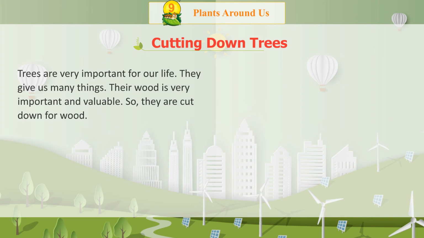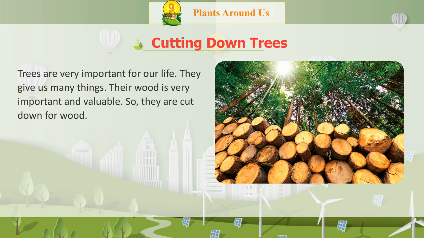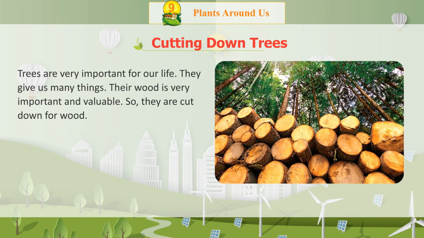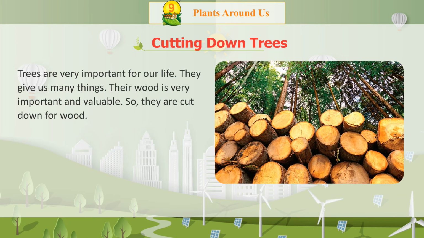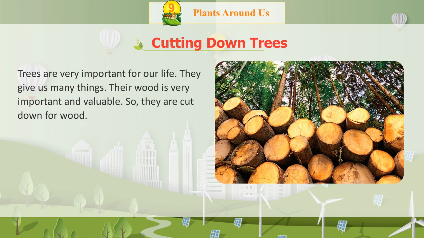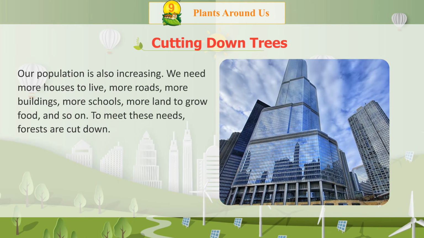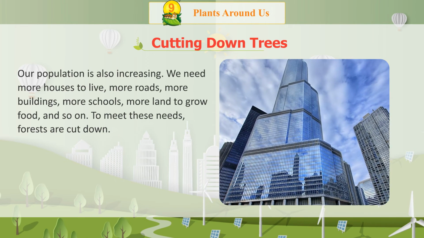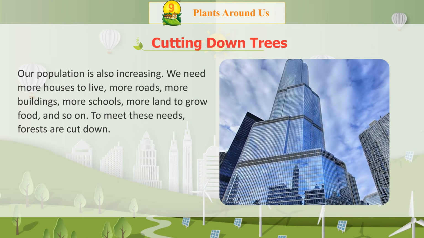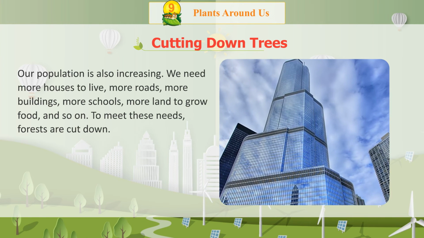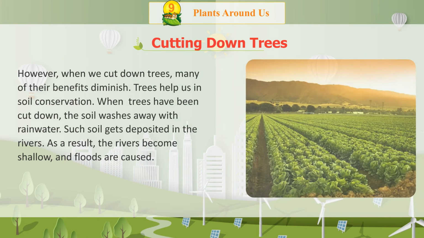Cutting down trees. Trees are very important for our life. They give us many things. Their wood is very important and valuable, so they are cut down for wood. Our population is also increasing. We need more houses to live, more roads, more buildings, more schools, more land to grow food, and so on. To meet these needs, forests are cut down.